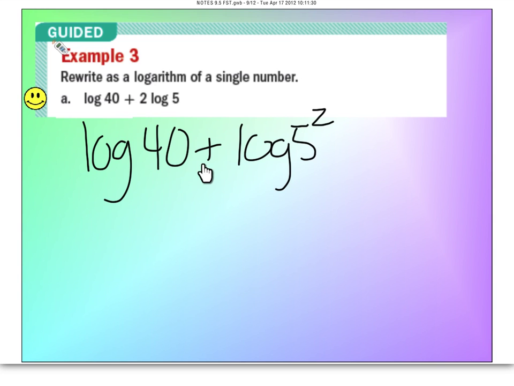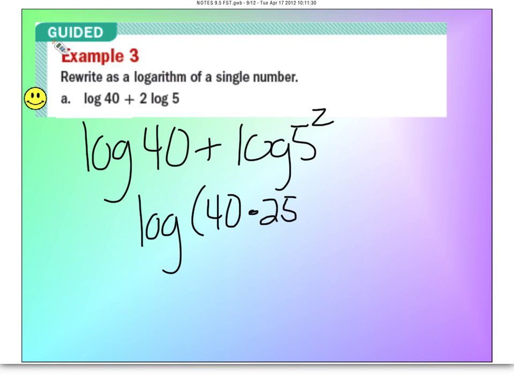Now, when we have addition for logarithms, we can condense these together into one. When we do, it becomes multiplication. So this is 40 times 5 squared, which is 25. I'm going to do that. Now, they said we can get a single number. So what is 40 times 25? Well, that actually is 1,000.